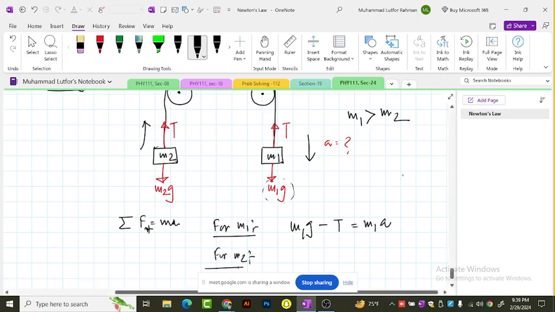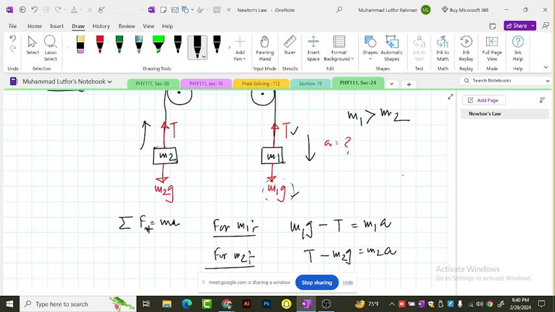And for block M2, it should be T minus M2G equal to M2A. Why? When M1 is moving downward, then M1G must be greater than T. Otherwise, the net force is not going to be downward. If M1G is less than T, then the net force should be upward because T is bigger than M2G in that case. Then it would move upward.